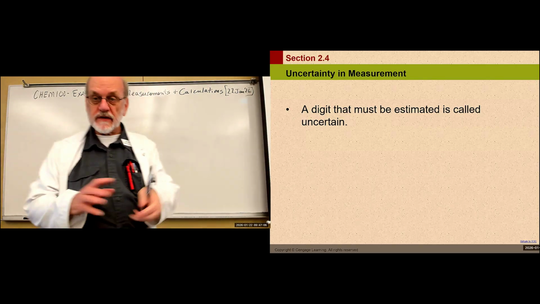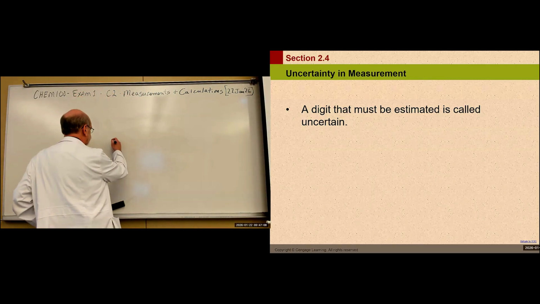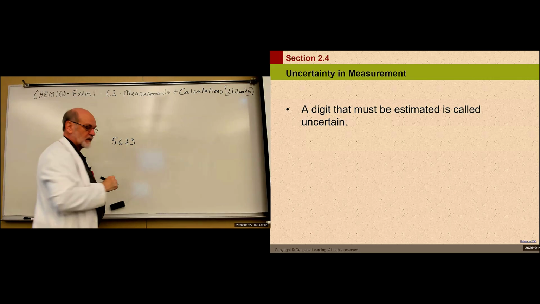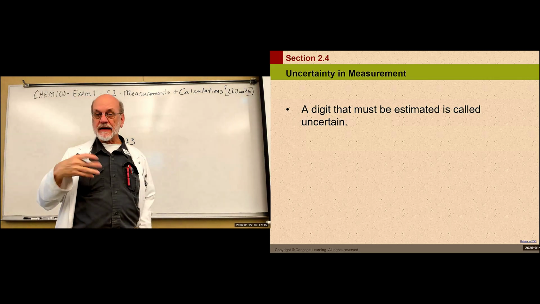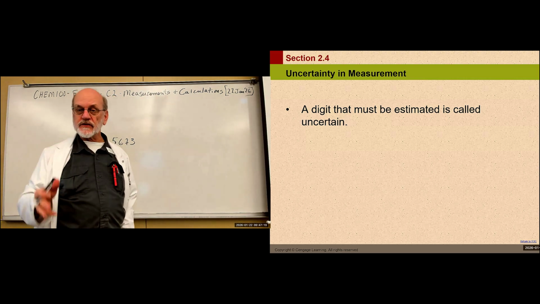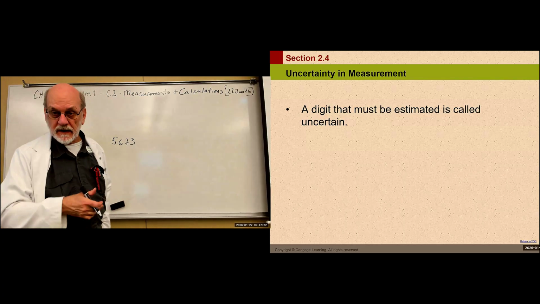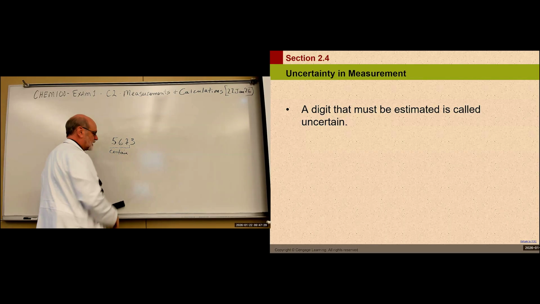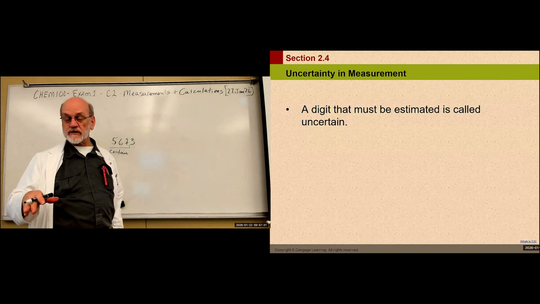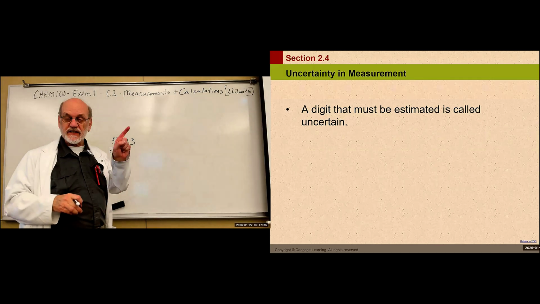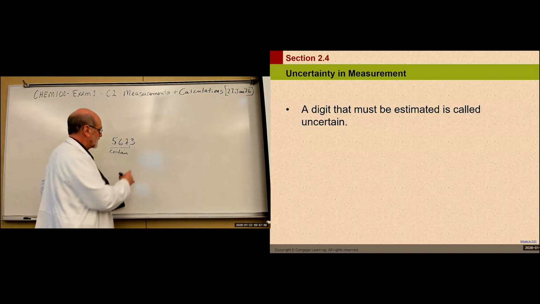So the first thing we do is in any number, like this number, scientists have an understanding amongst themselves. Where does the uncertainty lie in that number? We're claiming that these digits are certain. That is, there's no variation in those first 3 digits. The last digit to the right is always the uncertain digit.